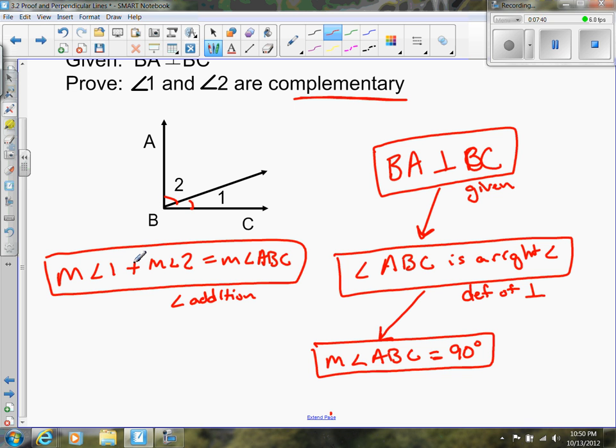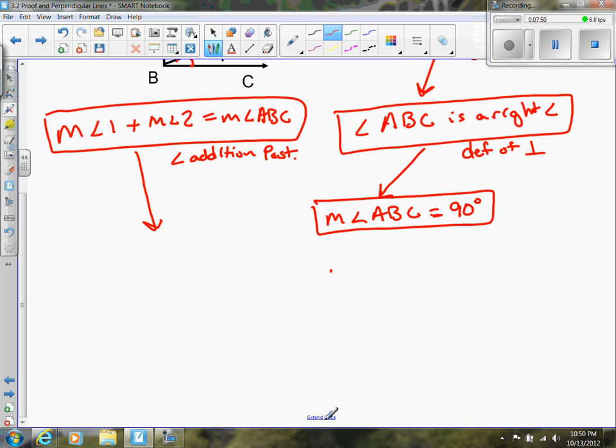So notice there's no arrow to this. This is the start of a new thought process. Okay, so that's the angle addition postulate. And then from here, I want to relate these angles to angle ABC, or the 90 degrees. So I'm going to say the measure of angle 1 plus the measure of angle 2 equals 90 degrees.